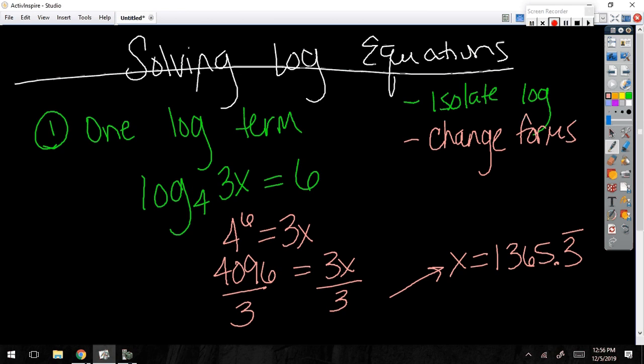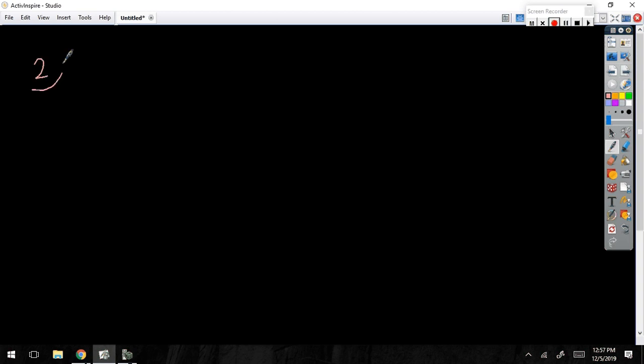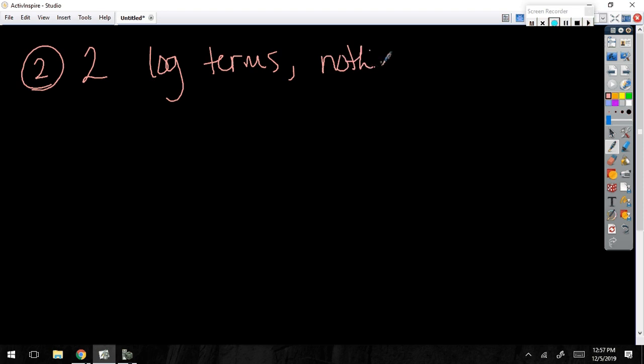Scenario 2 is also a simple scenario. Scenario 3 is the only hard one. I saved the hardest for last, but it's still not even hard. Scenario 2 is 2 log terms, nothing else. I mean nothing else, just the logs, and that's it. They must have the same base for this to work.